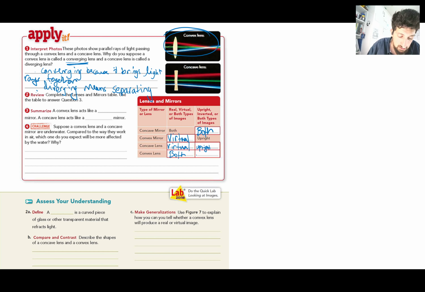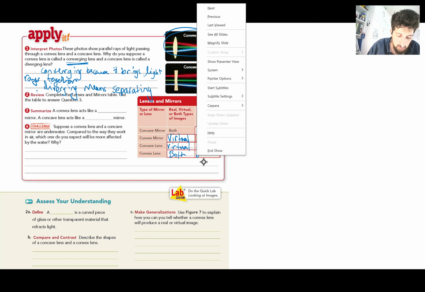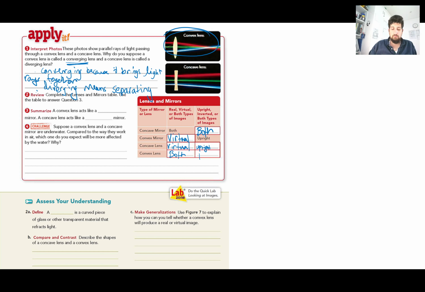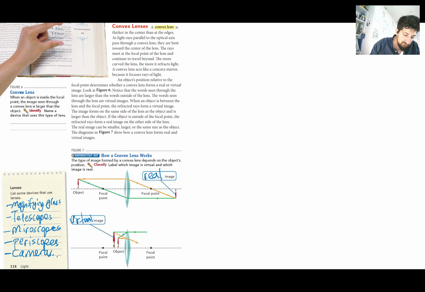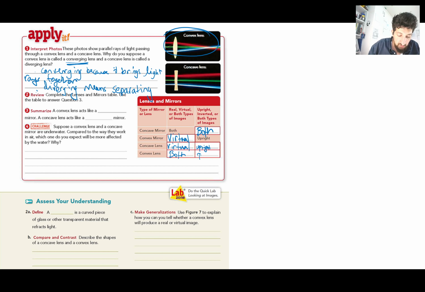Yeah, it's going to be upright, isn't it? Oops, both. No, sorry, it's going to be upright. Let's think about this for a second. It's going to be upright if it's a virtual image. But if it was a real image, then it's going to be upside down. Let's have a look. Let's go back. Here we go. If it's a real image, then it's going to be upside down. Whereas if it's a virtual image, it's upright. Yeah, I was right. So it's going to be both. Oh, it's a bit tricky that.